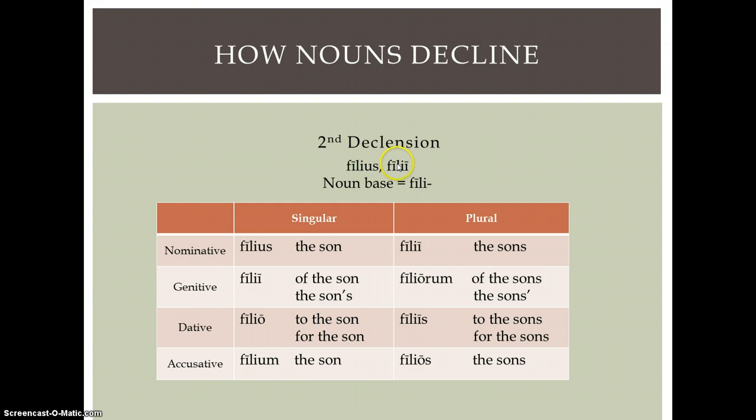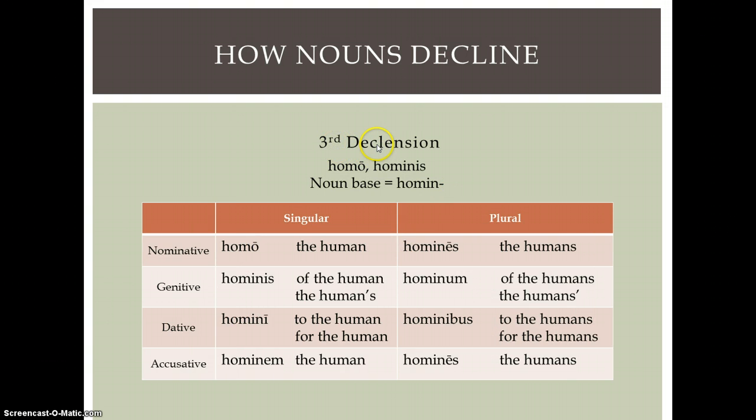Second declension noun, filius, filii. So filius, filii, filio, filium; filii, filiorum, filiis, filios. And then our third declension noun, homo, hominis. Again, remember that the third declension is where it is so important that you get your noun base from the genitive form, not the nominative form, because you can see how different the genitive is from the nominative. So, homo, hominis, homini, hominem. In the plural, homines, hominum, hominibus, and homines.